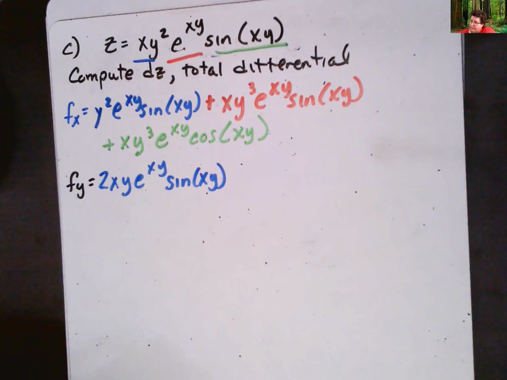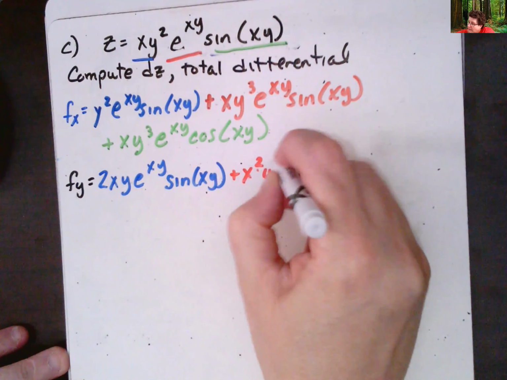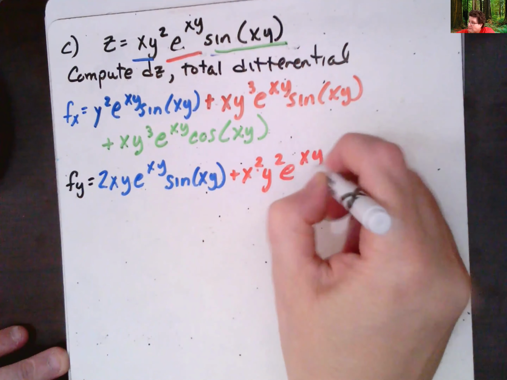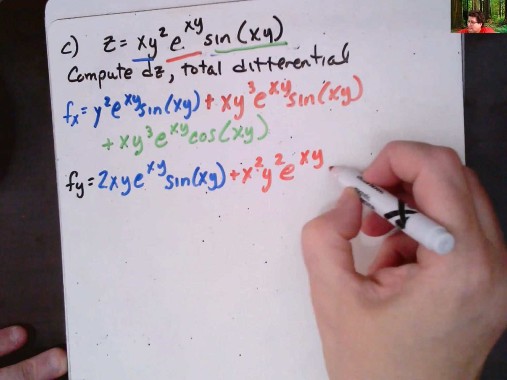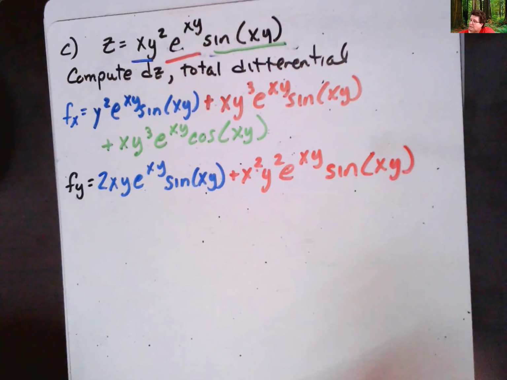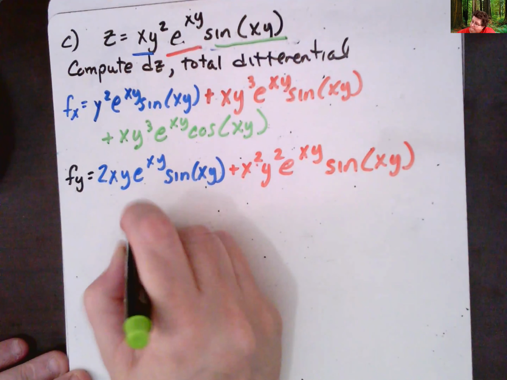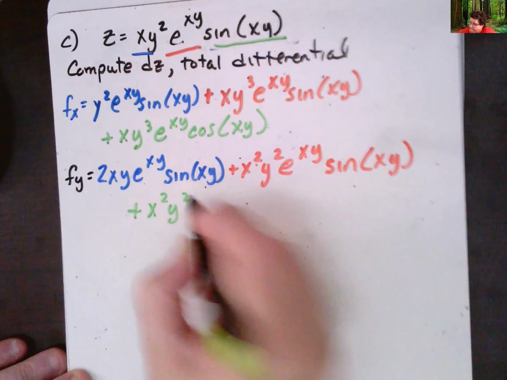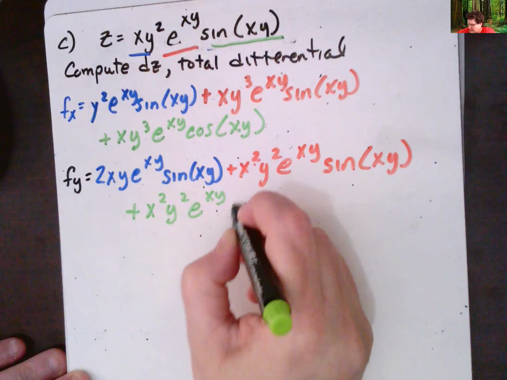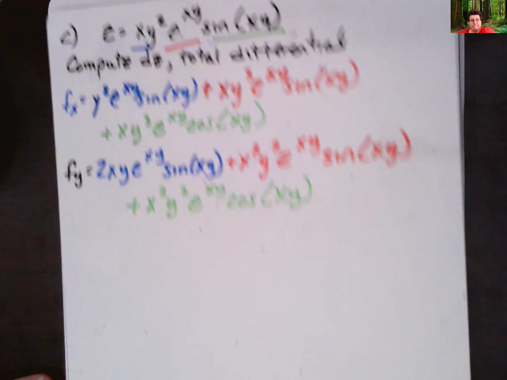Now we do the red one. We bring down an x. And then we're taking the derivative with respect to y. We bring out an x here. Right. And the derivative of sine is cosine. Yeah, that's a lot.